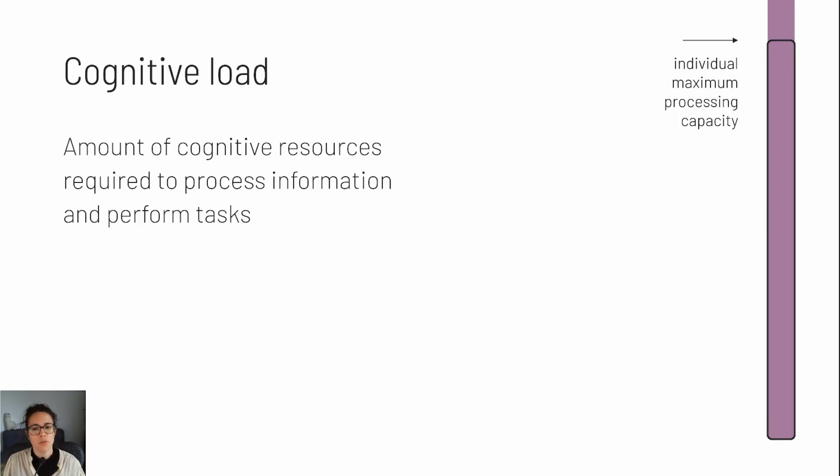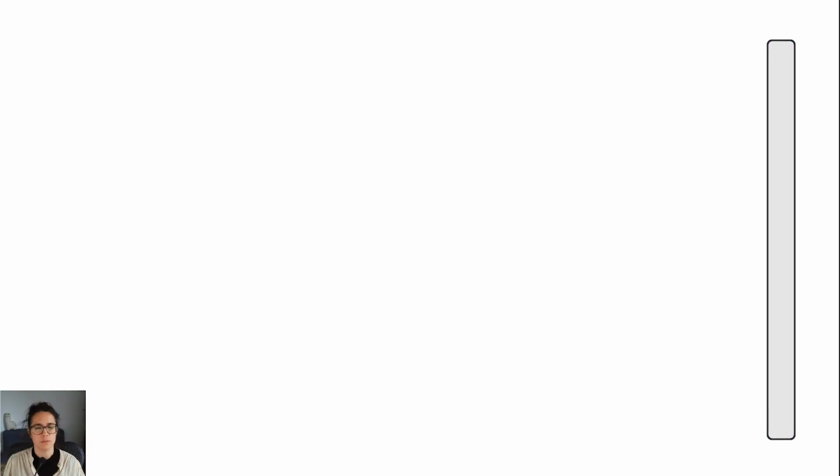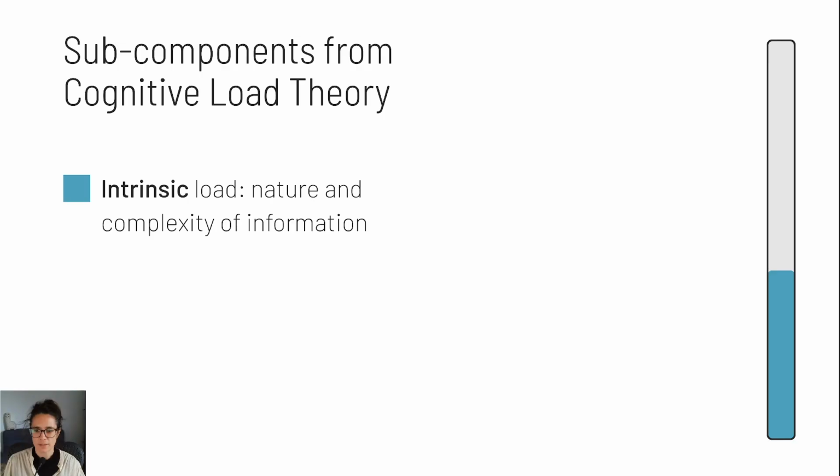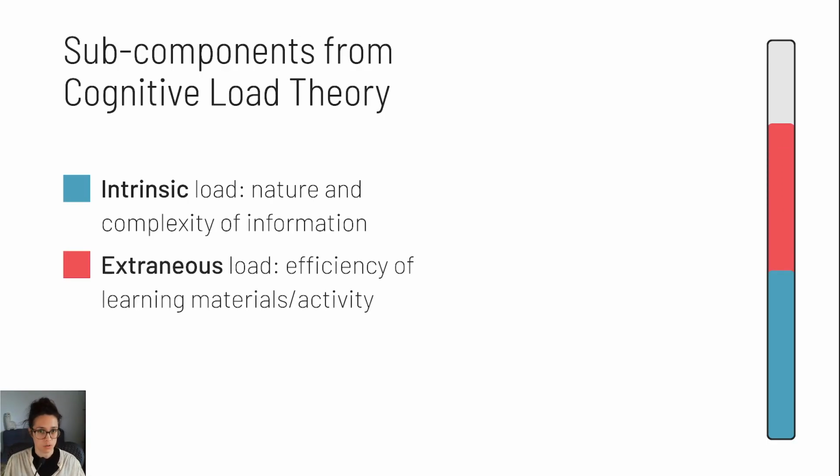But cognitive load theory actually breaks down this notion of cognitive load into subcomponents, and today I'm going to talk about two of them. First, I'll talk about intrinsic load, which relates to the complexity of the information to learn in itself. And extraneous load, in contrast, relates to the way the information is presented and the learning activity that you have to perform in order to acquire knowledge. So I'll use an example to clarify, and I will start with intrinsic load.